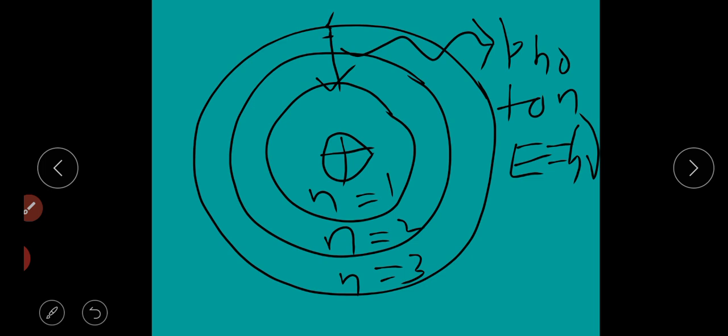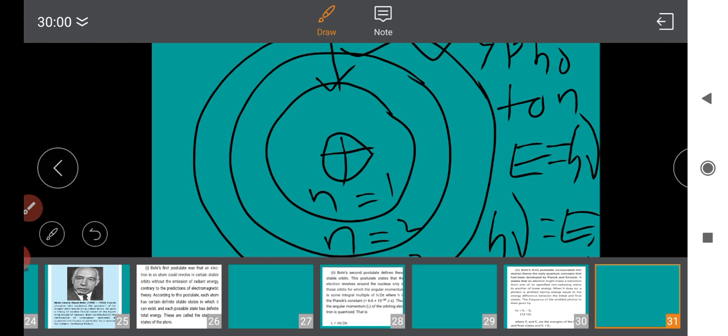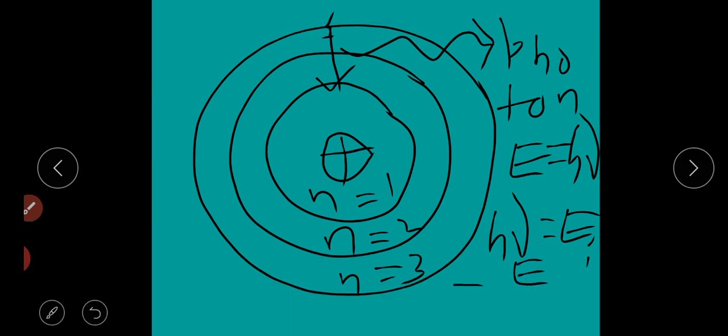h is Planck's constant and nu is the frequency of the emitted radiation. We can write h nu is equal to the energy difference between the two energy levels, that is Ei minus Ef. This is called the third postulate of Bohr's atom model. Nu is the frequency of the emitted radiation and h is Planck's constant. Ei and Ef are the energies of the initial and final levels of the electron. Thank you.